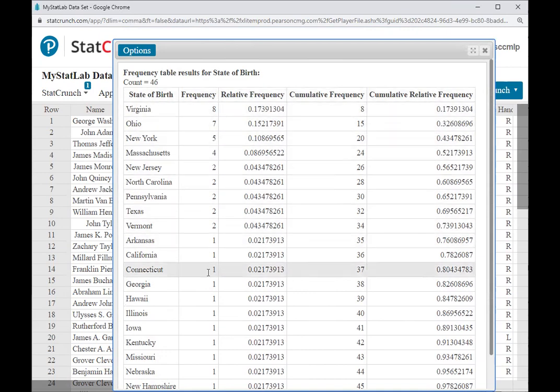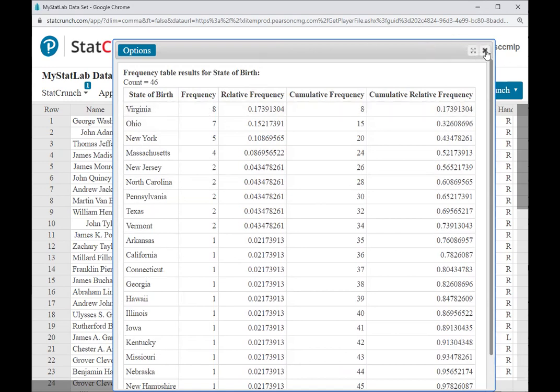And I get my frequencies in this first column, relative frequency. So again, my count is 46. So 8 divided by 46, 7 divided by 46, and so on. My cumulative frequencies are here. So of course, my cumulative frequency for the first row will always be the same as the frequency. And I don't know that cumulative frequency really makes sense here, but the frequency and relative frequency are very helpful. So we do have that information for us. And that's if we have raw data.